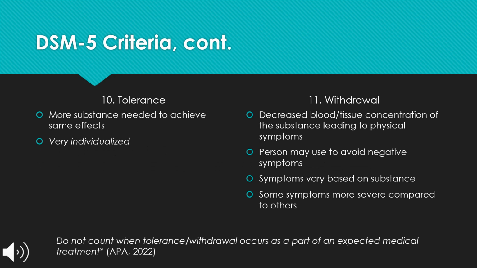The last criteria focus on the physiological effects that occur as a result of substance use. Tolerance occurs after an individual is continuously exposed to a substance and over time requires more of it to achieve the same effects as you previously did. So previously an individual may have gotten tipsy from just 3 drinks, but now to get that same effect, it may take about 6 drinks.